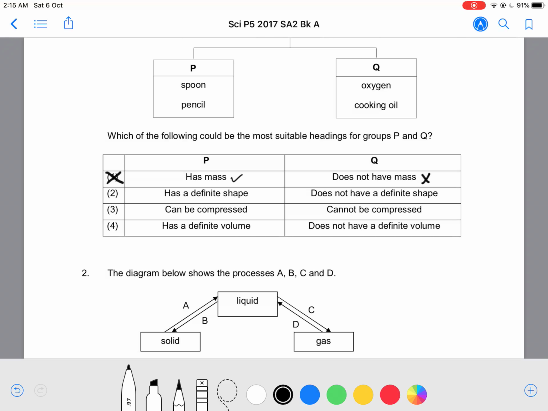Okay, number 2, has a definite shape. Good, because all the solids have definite shape. Does not have a definite shape. Oxygen has no definite shape. Liquid has also no definite shape, right? It takes the shape of the bottle. So this is correct. The answer is number 2.